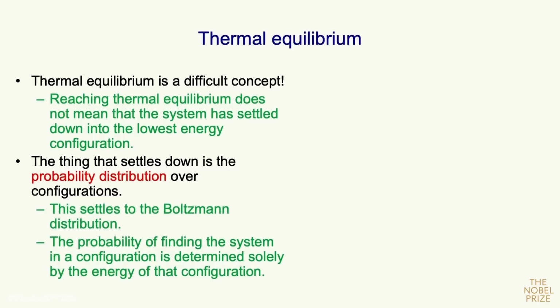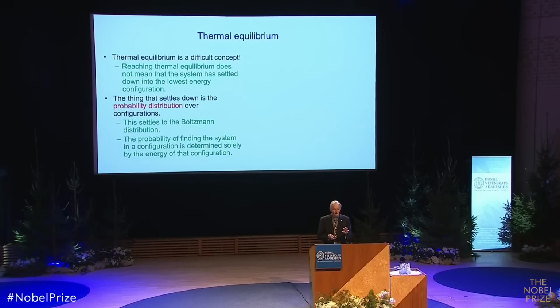And in the Boltzmann distribution, the probability, once it's settled to thermal equilibrium, of finding the system in a particular configuration is determined solely by the energy of that configuration. And you have more probability of finding it in lower energy configurations. So at thermal equilibrium, the good states, the low energy states, are more probable than the bad states.